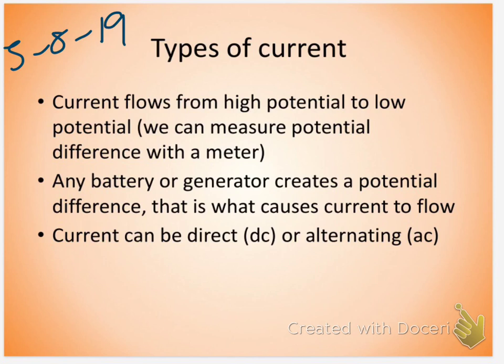That's what causes current to flow, having a potential difference. Just like having a hill is what causes a rock to roll. If the landscape is flat, the rock doesn't roll. If there's no potential difference from one portion of a circuit to another, no current will flow. So there are two kinds of current. There's direct and there's alternating.